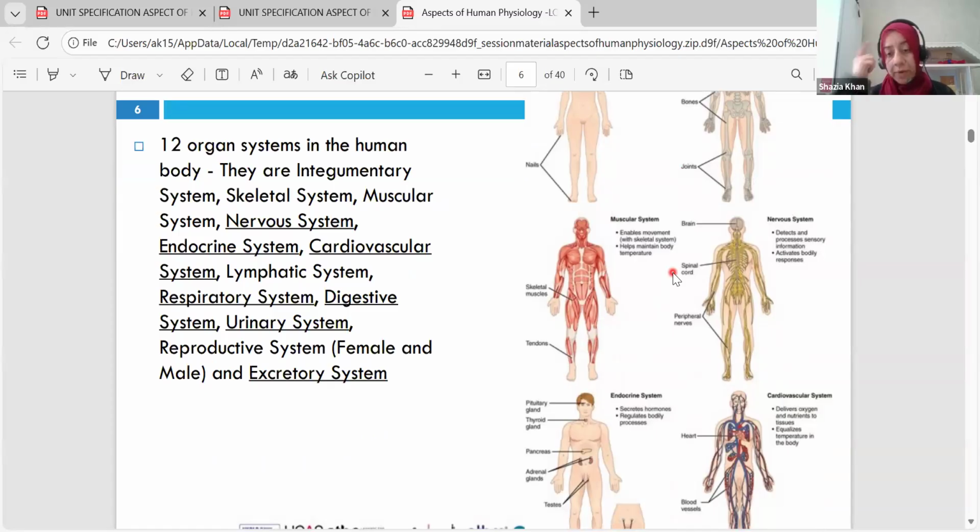The nervous system: the brain, spinal cord, and the peripheral nerves. Okay, so you have the central nervous system and the peripheral nervous system. We'll talk about this. This detects and processes sensory information within your body, and it activates body responses.